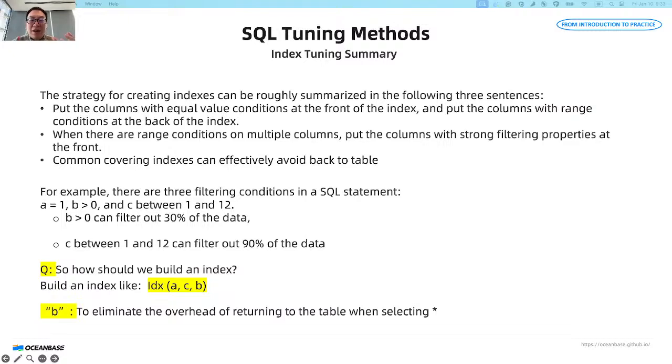A is in the front because A is an equal condition. C is after A because C is a better filter than B in range query. B is added at the end because if the query projection columns contain B, the overhead of indexing back to the table can be eliminated.